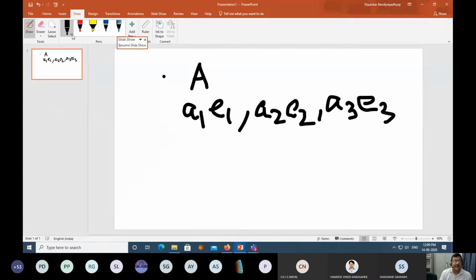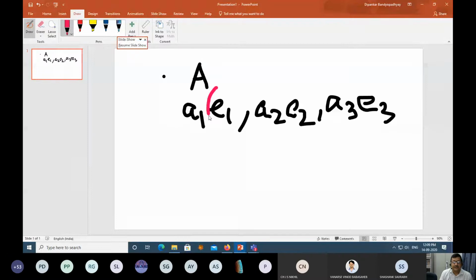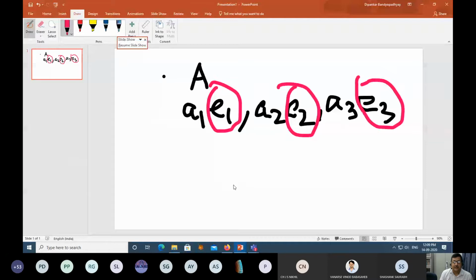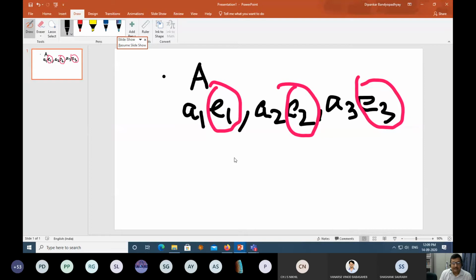In this, I have used three different notations: E1, E2, and E3. These are called the unit vectors. So I summarize these three in order to write A_i E_i. What do I mean by i? i is 1, 2, 3.